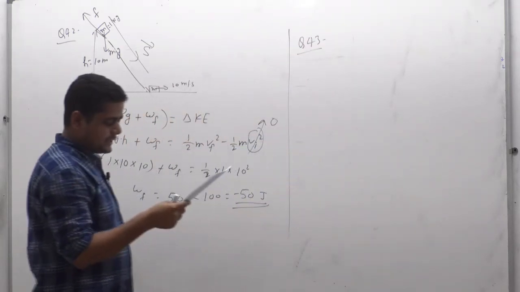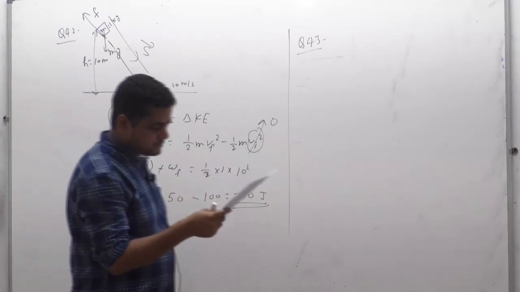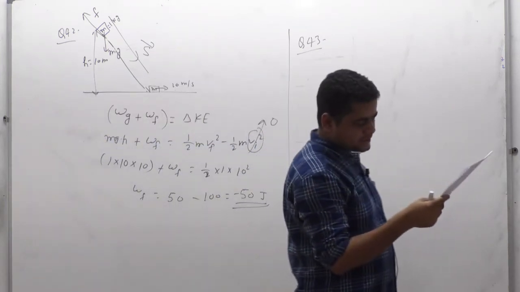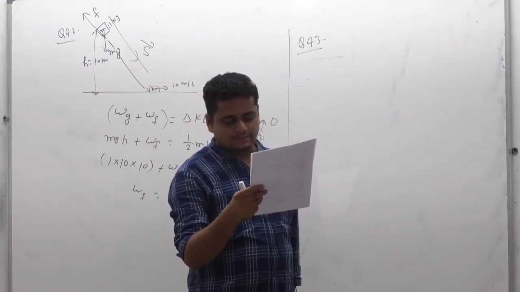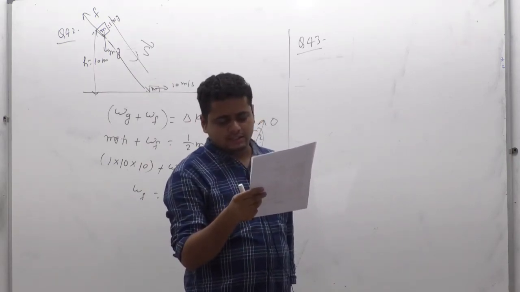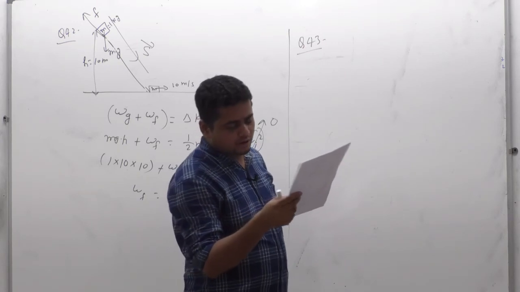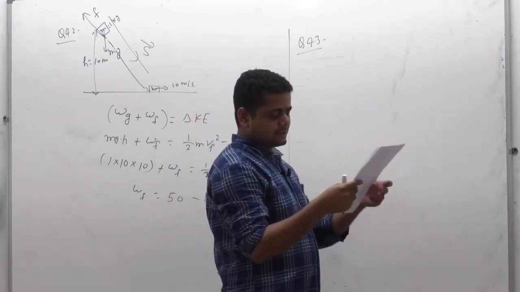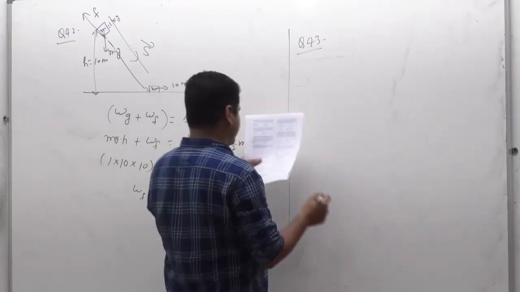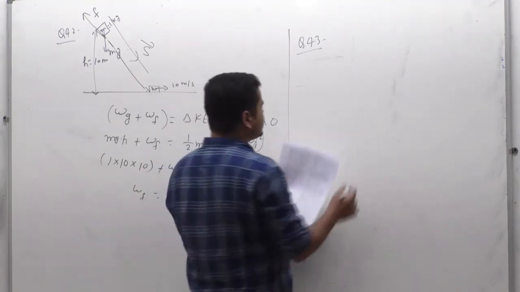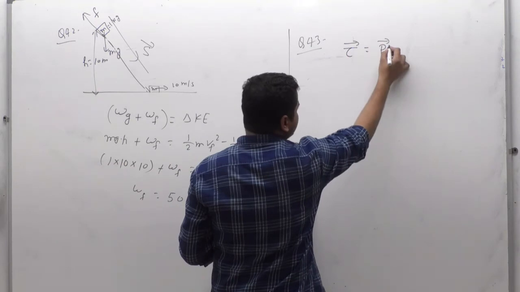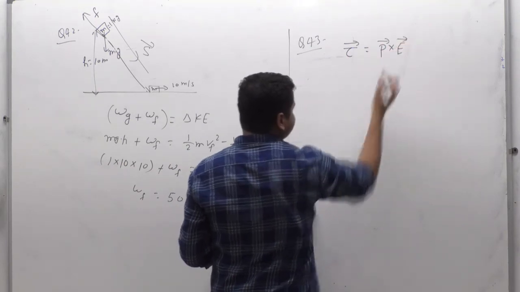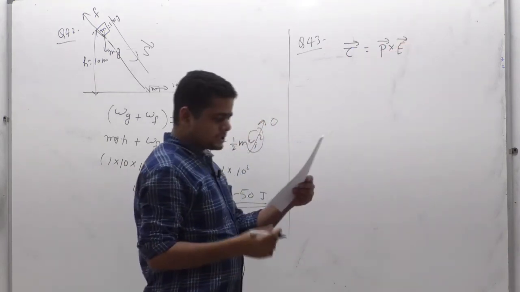Next is 43. An electric dipole is placed at an angle of 30 degree with the electric field intensity. It experiences a torque of this much. The charge on the dipole, with the dipole length this much. Basically we have to find the charge, and torque is given. What we know is that torque equals P cross E. Now just substitute the values.